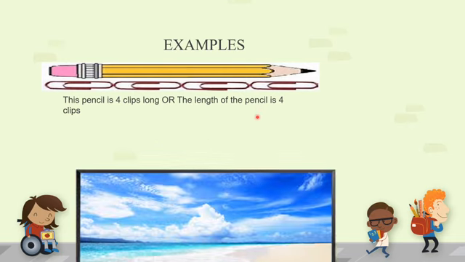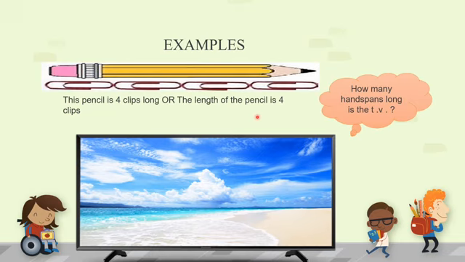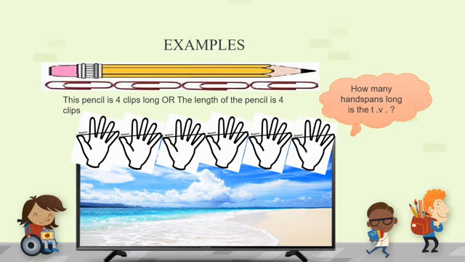We can say this pencil is 4 clips long, or we can say the length of the pencil is 4 clips. What about this television? How can we measure this? Can we use the same hand span and frame a question like this? How many hand spans long is the TV? We can say 1, 2, 3, 4, 5, 6. So we can say that this TV is 6 hand spans long.